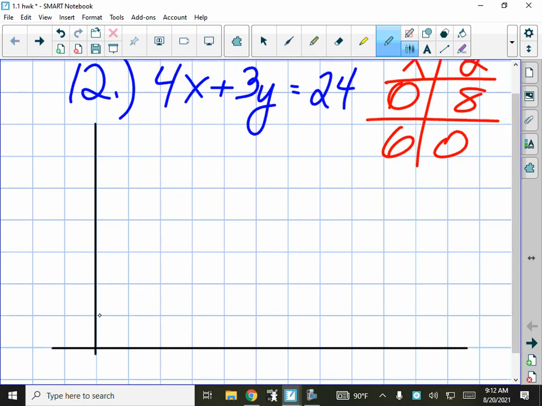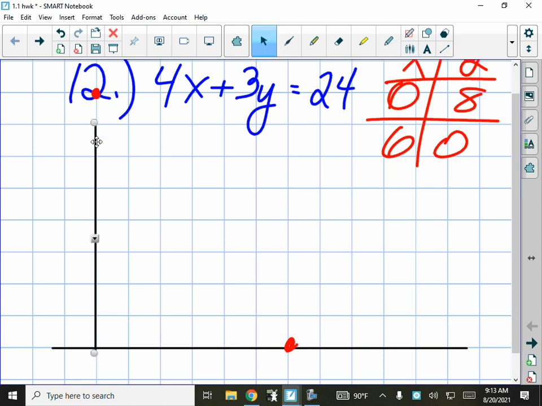You're 8 up. 1, 2, 3, 4, 5, 6, 7. Dang it, really? It's up there. Count that again. 1, 2, 3, 4, 5, 6, 7, 8. Okay, and then 6 to the right. 1, 2, 3, 4, 5, 6. So, okay, cool.